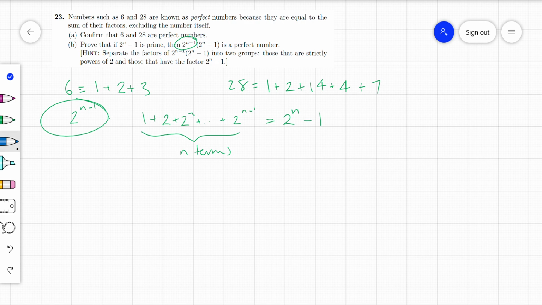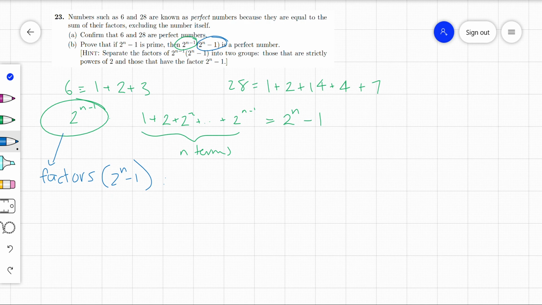But remember, each of those factors could then be multiplied by this other factor, which is a prime, so we're not worrying about the factors of it, just that factor itself. That would give us a whole list of more factors. So let's look at that one. Now consider all the factors of 2 to the n minus 1, but now we're multiplying these factors by 2 to the n minus 1.